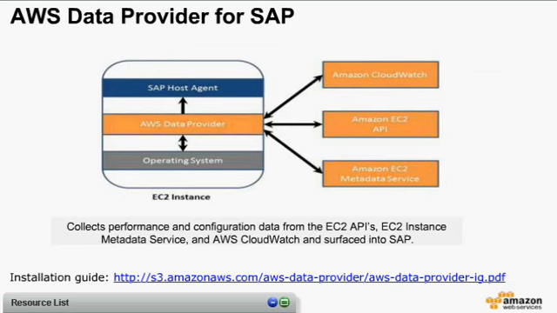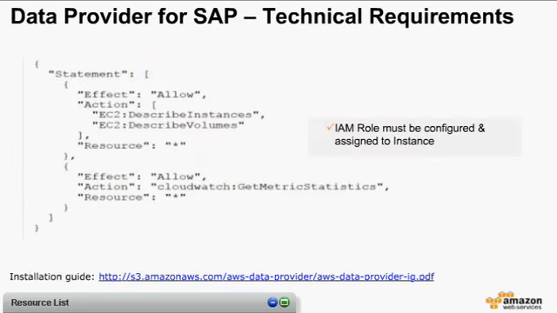And so I mentioned it gathers information from a number of different areas: CloudWatch, EC2 APIs, and what we call a metadata service, which is the service that's available from within the virtual machine. And you can take a look at the installation guide. It's downloadable here at the link I provided. But there are a couple specific things that are required to operate the data provider for SAP. The data provider needs the ability to make calls to CloudWatch to read CloudWatch metrics. So we have what's called an IAM role.